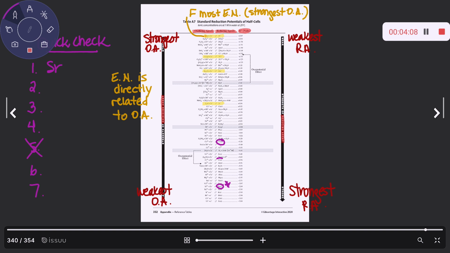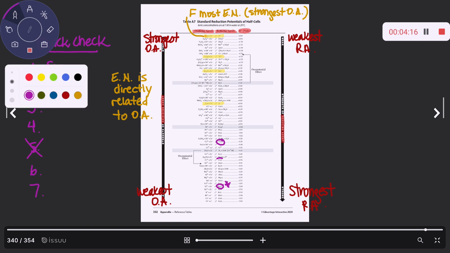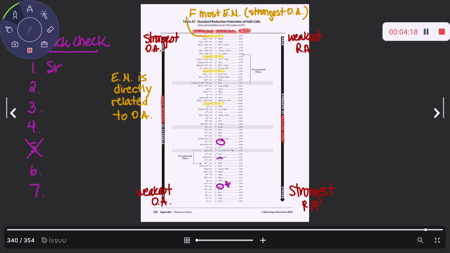Number 2, which is a stronger oxidizing agent? Fe plus 3 or Al plus 3? Fe plus 3. Yeah, Fe plus 3 is further up. It's right here. And then your Al plus 3 is down here. So you would pick the Fe plus 3 because it's further up on the left-hand side.